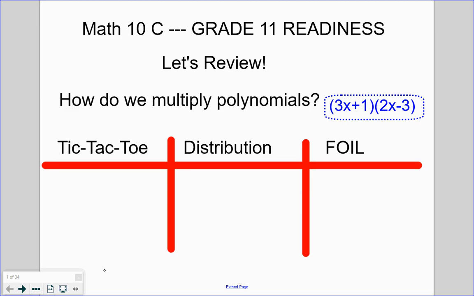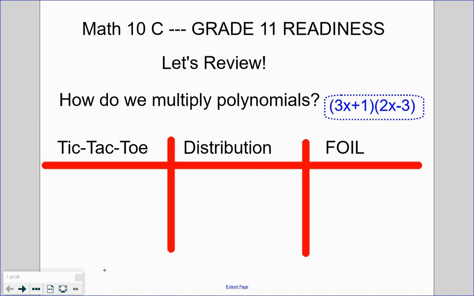Okay, so we're going to start off with reviewing multiplying polynomials. The way we review is not quite in the order of the final exam, but all the content is going to be the same. The focus in grade 10 was on binomials times binomials, and then we took that idea and expanded it to binomials times trinomials, trinomials times trinomials, binomials squared, binomials cubed, all that. We just ran with it.